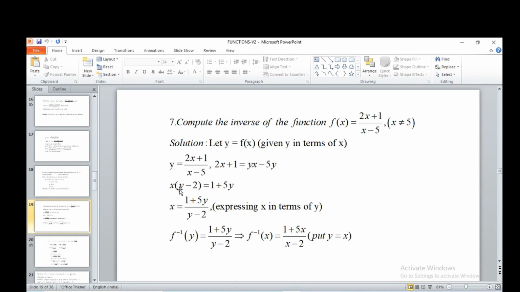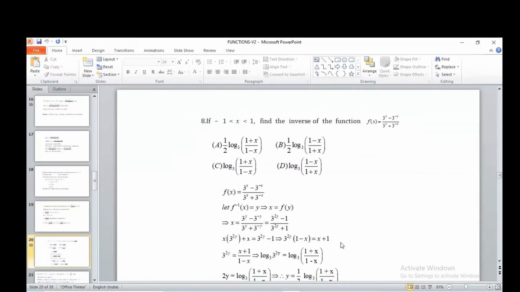So x into y minus 2 is equal to 1 plus 5y. Now I'm getting x as 1 plus 5y divided by y minus 2. So f inverse of y is equal to 1 plus 5y divided by y minus 2. But the problem is given as f of x is equal to 2x plus 1 divided by x minus 5, and they asked us to find for this f of x. Therefore, f inverse of x is equal to 1 plus 5x divided by x minus 2, by putting y equal to x here. Okay, next part.